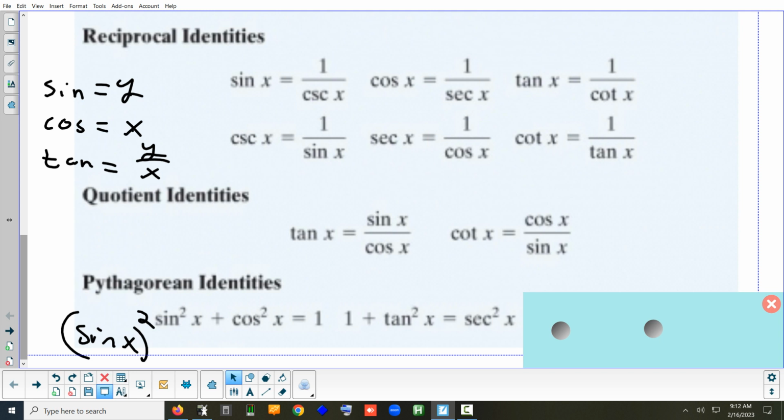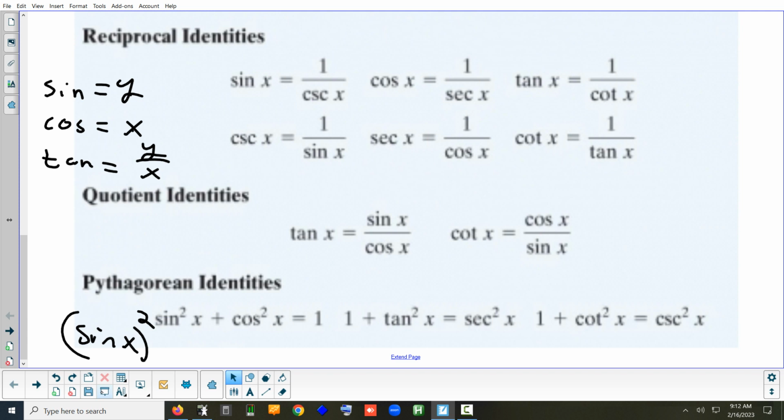Cotangent and cosecant, the only ones we haven't used. And they all look kind of similar. They all have trig functions squared, they have a 1 in them. They're called Pythagorean identities because they look like you're squaring something and then squaring something else, which is what you do in the Pythagorean theorem.